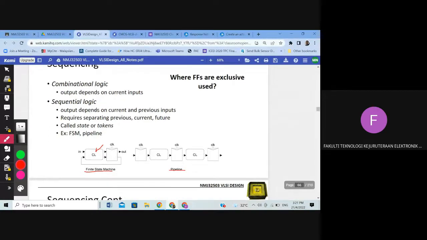The output of sequential logic depends on the current and previous inputs. Maybe we can see it from the diagram. Maybe I use a different color, this green color. So the output here, for the sequential circuit, depends on the input here, the current input.